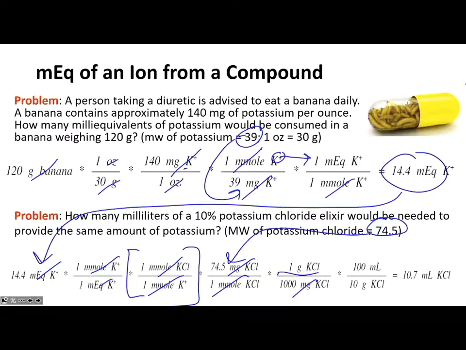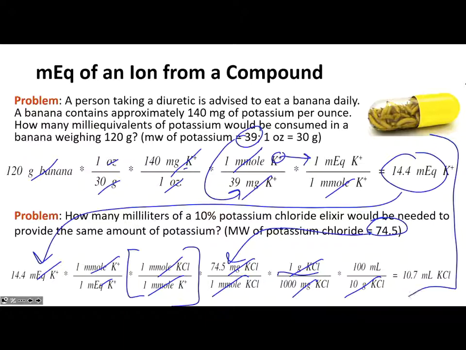Finally, I can use my 10% because 10% is 10 grams per 100 mils. So let's set it up and multiply it by 100 mils over 10 grams so that my grams cancel. And my final answer, multiplying across, would have the units of milliliter, and it would be 10.7 milliliters. Okay? This is a good example of the kind of questions you've got to be pretty good at doing.